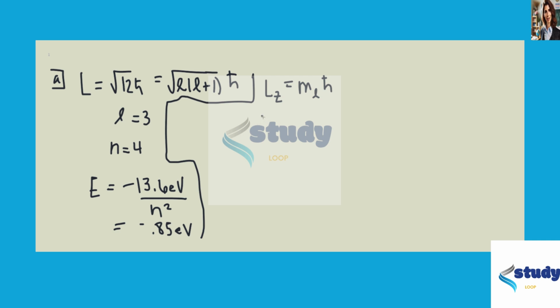So strictly, the lowest would be minus 3 h bar. Did it say lowest magnitude or lowest value? Let's go back and recheck the question. They said value, so I think it's going to be magnitude. So let's just think about magnitude. The max magnitude of Lz is going to be 3 h bar, and the min Lz is going to be 0, because 0 is allowed. So that'd be 0 h bar.